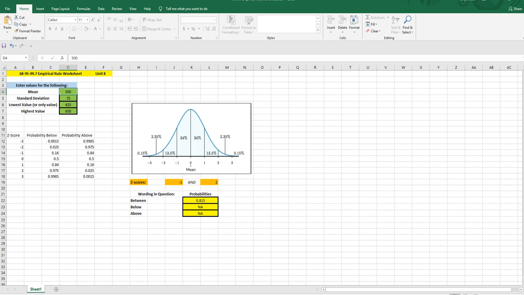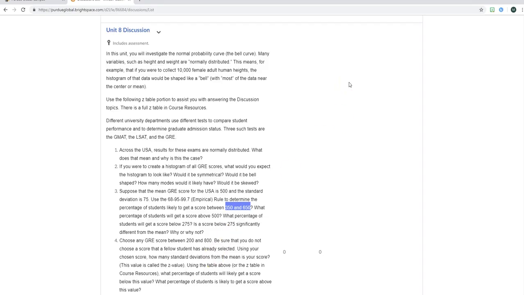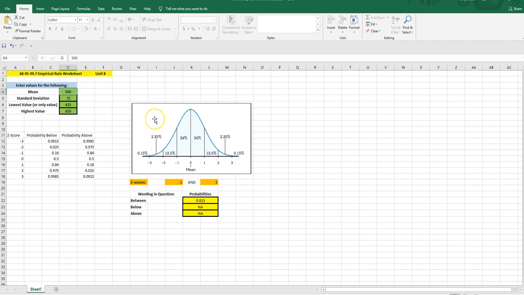Another part to number 3 is to find what percentage of students would get a score above 500. And again, I'm going to pick a different number there. So let me go back to the worksheet, and if I am only trying to find above a certain value, then that means here in the chart I only have one value. And actually it should say only one value. I've got to get that changed. So only one value. That means we're going to delete this.